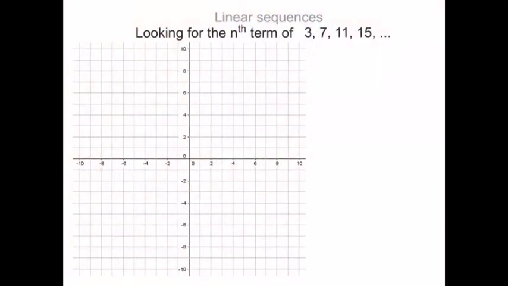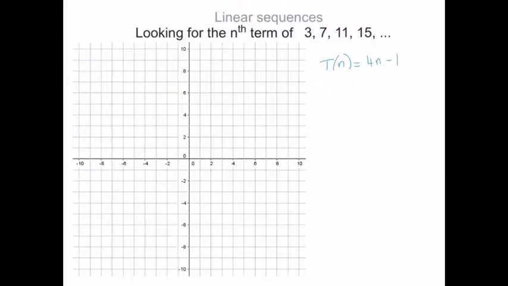Hi everyone, in this third video on linear sequences we are going to investigate the relationship between linear sequences and straight line graphs. So here we are going to work from the first sequence of the previous two videos, for which term number n was given as 4n minus 1.